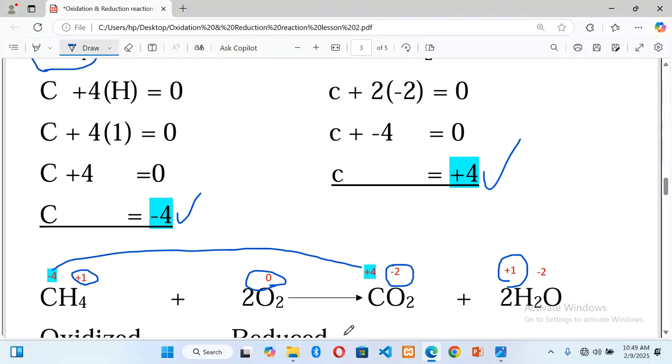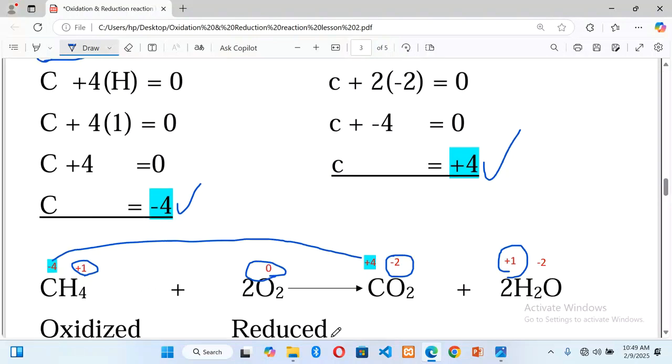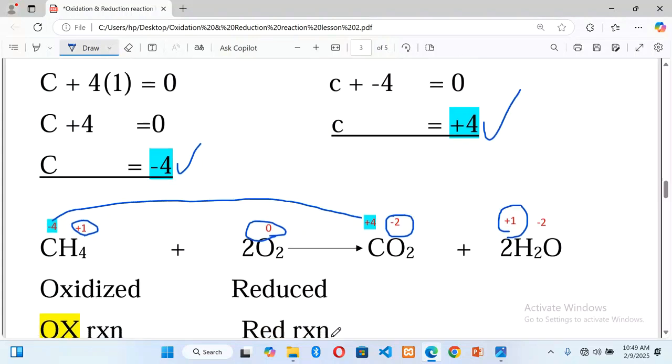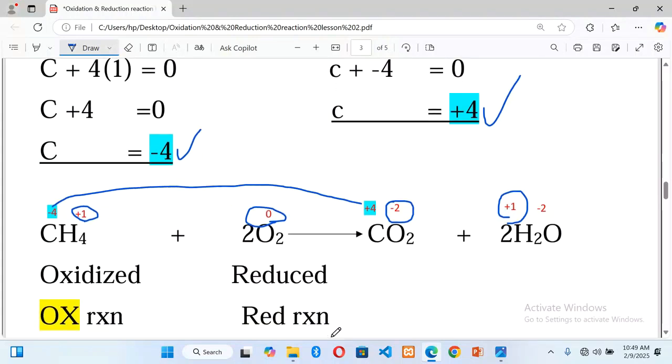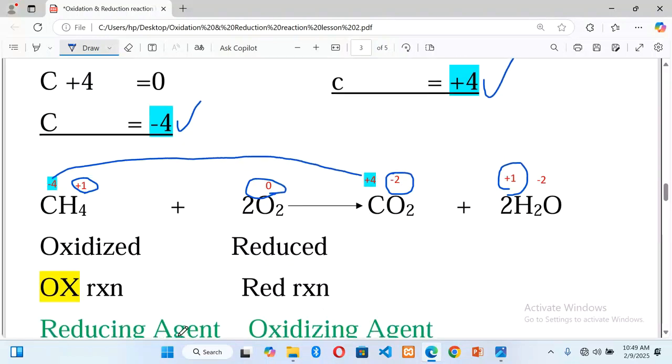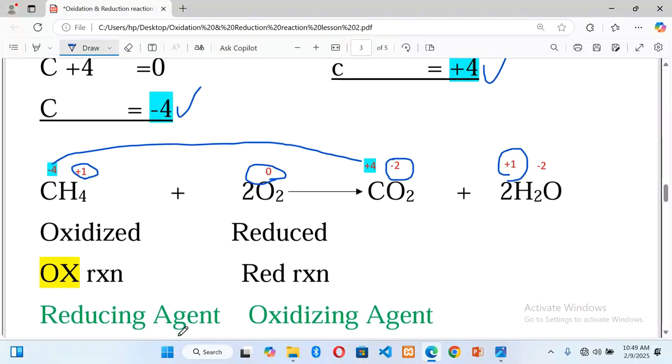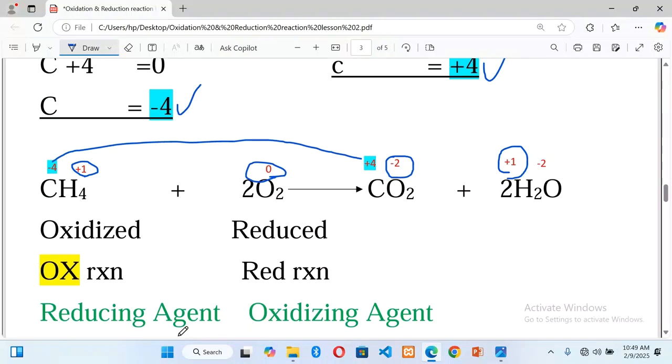So which means you can say on the carbon side it has been oxidized, and on the oxygen side it has been reduced. Therefore it has gone through a reduction reaction here, and on this side it has gone through an oxidation reaction. So in that case we can say methane is a reducing agent, while oxygen is an oxidizing agent.